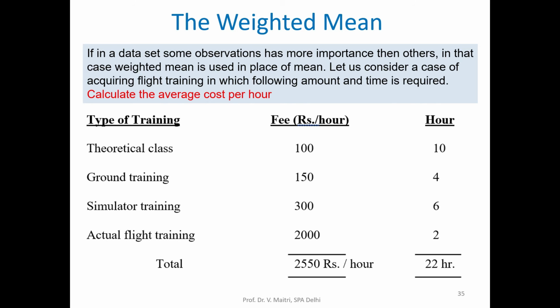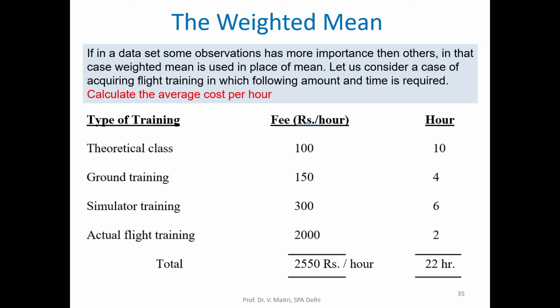Now just see, this is the training fees for a pilot. A pilot is being given 10 hours of training at the fees of 100 rupees per hour for theoretical classes, and for ground training 4 hours at 150 rupees per hour, and on simulator 300 rupees per hour for 6 hours, and actual flight training only for 2 hours and is paid 2000 rupees per hour. So total is 2550 rupees per hour, we can say.